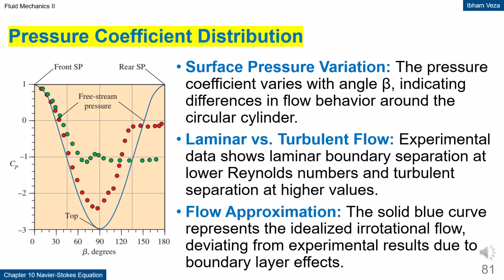Pressure coefficient distribution. The pressure coefficient is used to present pressure distribution in a non-dimensional form. Its value changes with the angular position around the cylinder. Experimental results show clear differences between laminar and turbulent flows, especially regarding separation points. The ideal irrotational flow curve often deviates from real data because of boundary layer effects. This comparison shows the importance of viscosity in real flows.